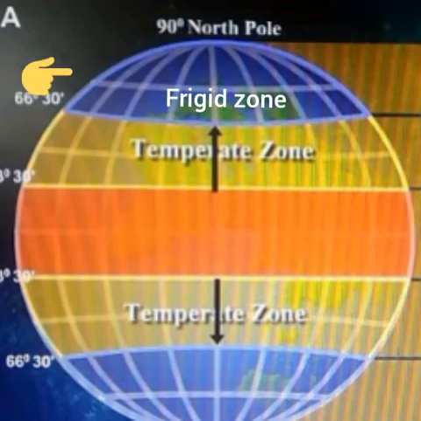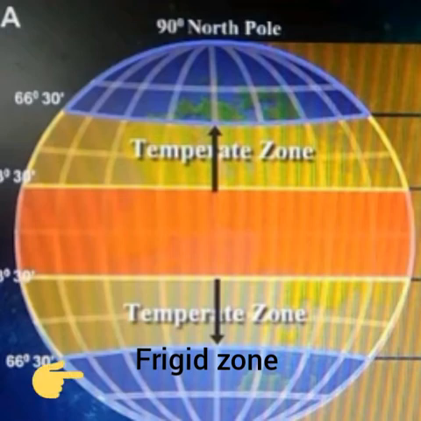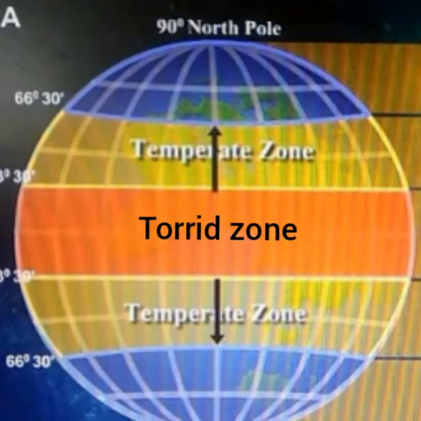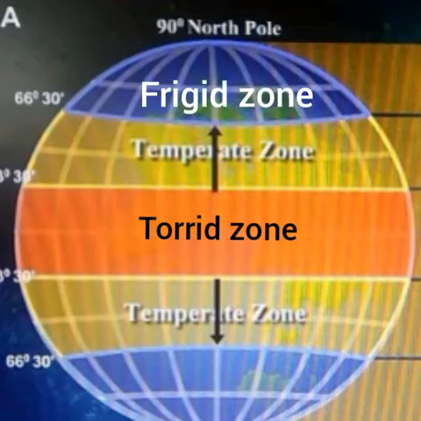Now coming to the next part, that is from 66 degree 30 minutes north up to 90 degree north pole, it is called the frigid zone. Similarly, children, if we come towards the south again, from 66 degree 30 minutes south up to 90 degree south pole, again we have the frigid zone. So children, we can say that we have three zones. And which are they? They are the torrid zone, the temperate zone and the frigid zone. I hope you have understood this diagram.